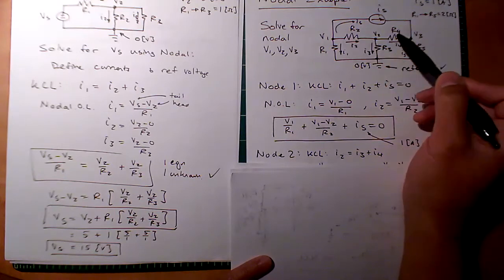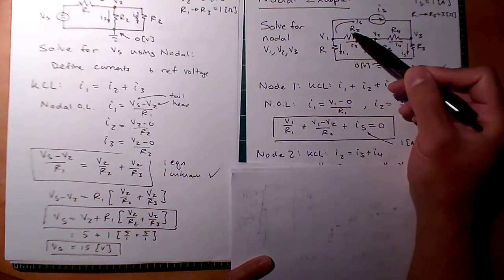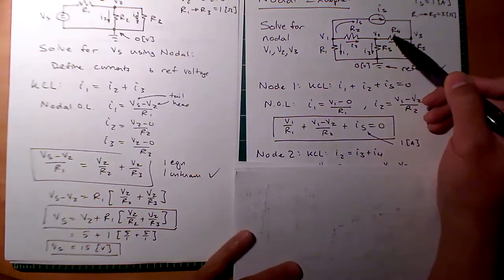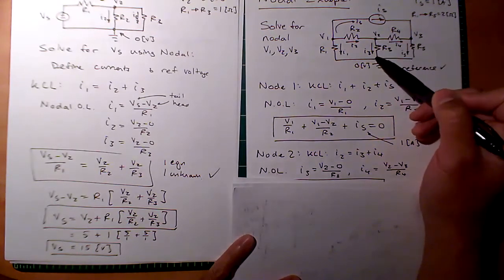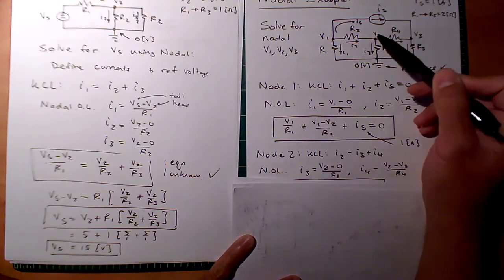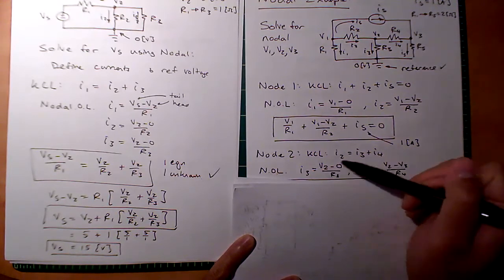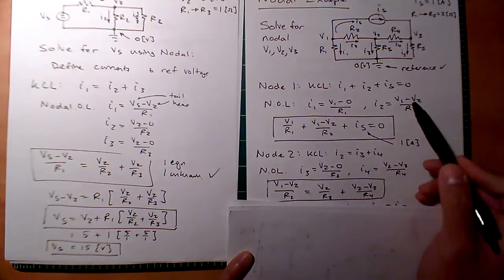And now we have 3 nodal Ohm's laws that we can write. We've already written this one, so we don't need to do it again. But we have these 2 that we can write, R3 and R4. So I3 equals V2 minus 0 over R3. Good. And I4 equals V2 minus V3 over R4. Good. Again, push all these in, and then we get this equation.